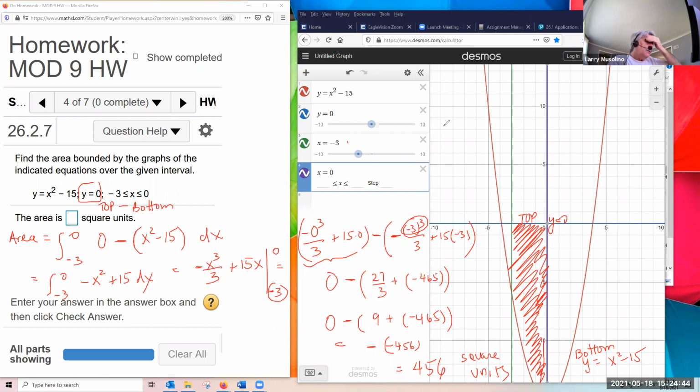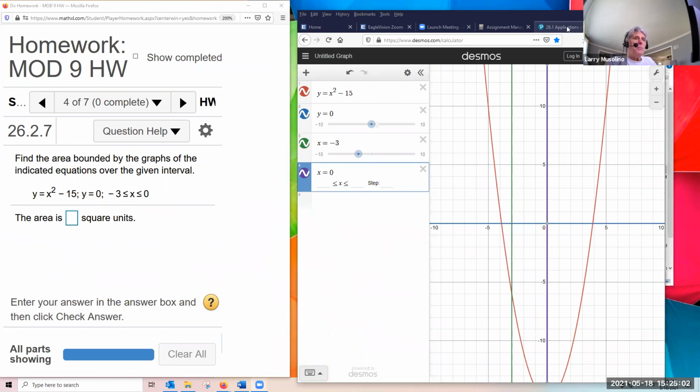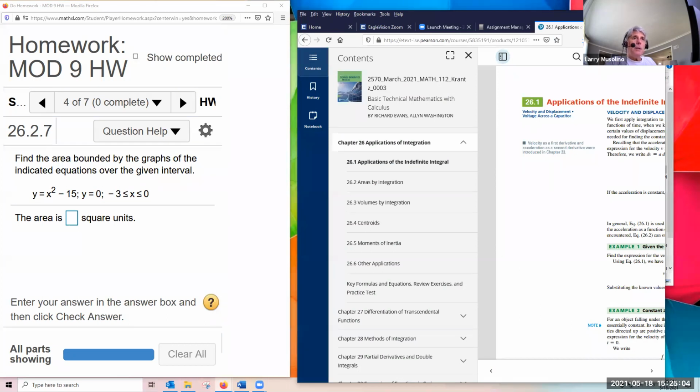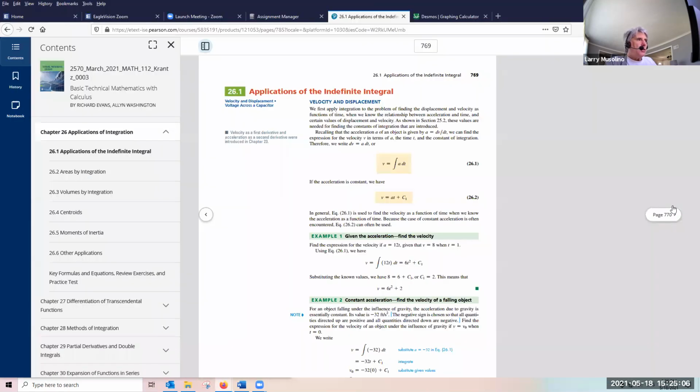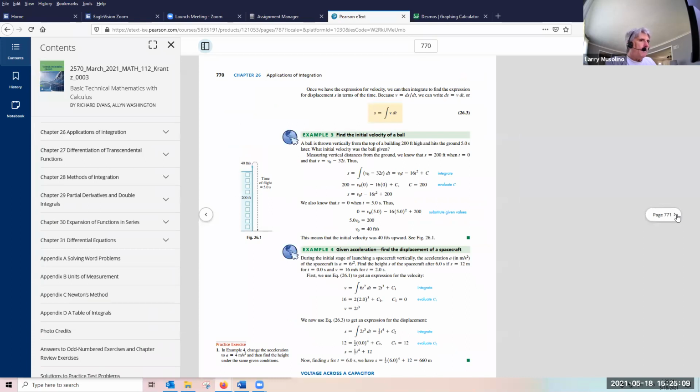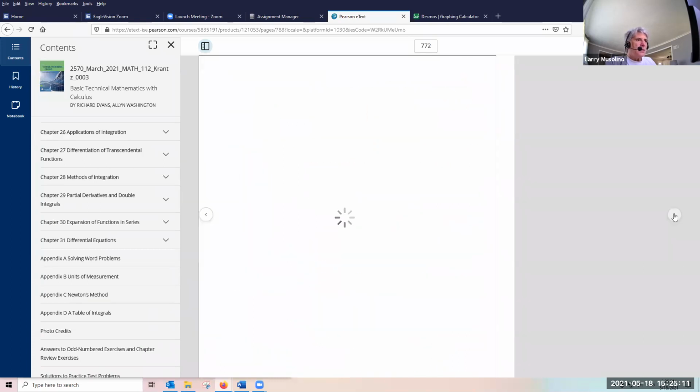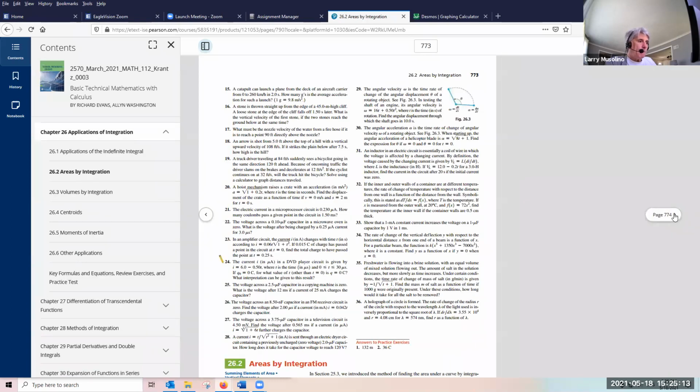Okay. So again, the way to set up this integral is you take the top curve minus the bottom curve. So you really want to graph these two functions so that you can visually see which curve is on top, which curve is on the bottom. All right, let me go to the textbook. I just want to show you. Let me jump to where this is discussed in the textbook so you can see.